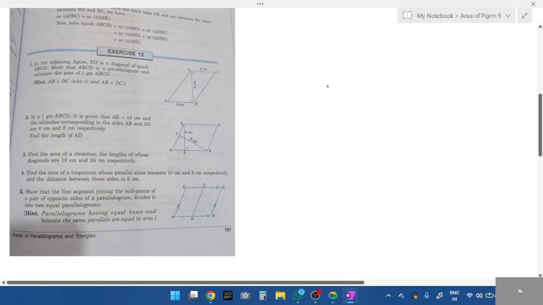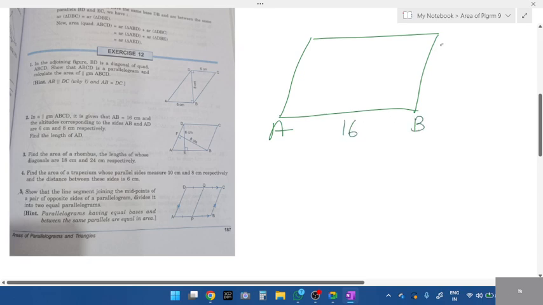Okay, what is given in the next one? In a parallelogram, AB is how much? If AB is 16, CD also should be 16. And the altitude corresponding to the side AB. What do you mean by altitude corresponding to the side AB? It is DE. Corresponding is which is touching AB, students? Which line is touching AB? BF or DE? DE. That is known as corresponding.